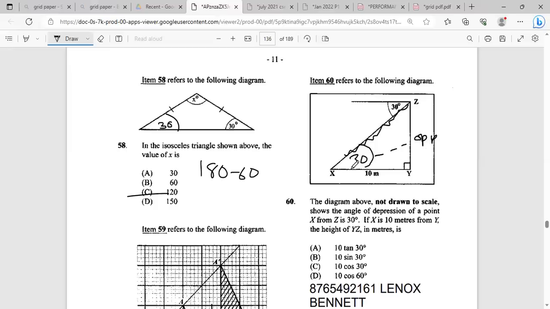So this would be opposite upon adjacent. And that would be tan. So tan would be opposite upon adjacent.